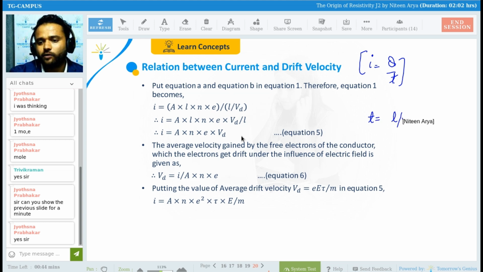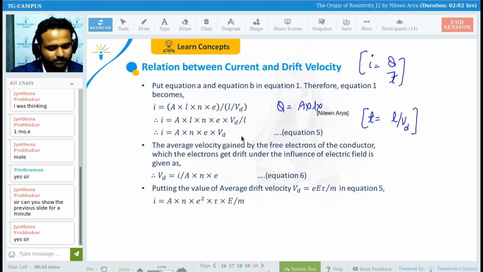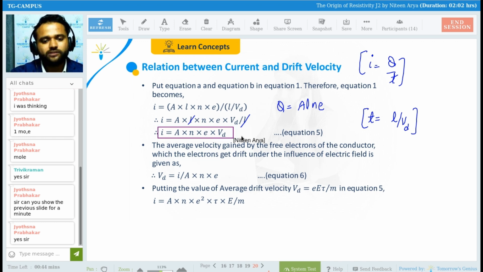T we have L upon Vd, and this Q from equation number B we have A into L into n into e, or simply I'm going to write A L n e. So just using that, I equals to A L n e divided by L into Vd. So L is going to be cancelled out, and I equals to neVd. This is the famous formula which is going to be used everywhere. This is your important relation between the current and the drift velocity.